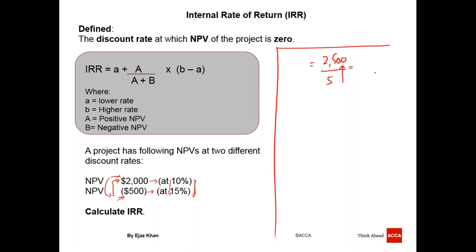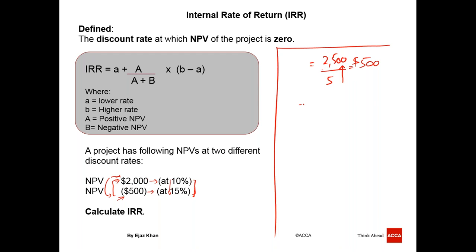So per percentage point change will be equal to, may I know the per percentage point change in NPV? If 5% has resulted in 2,500 change, then what change will there be if we change it by only 1 percentage point? 2,500 divided by 5, which is 500. So every 1 percentage point in this case will change the NPV by $500.